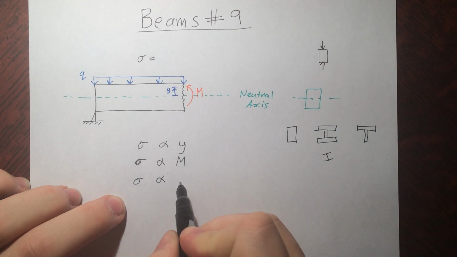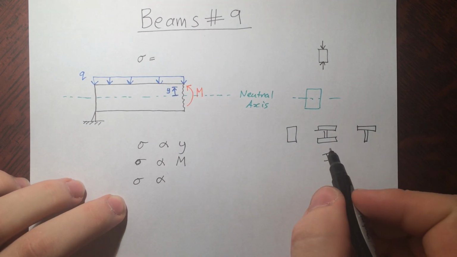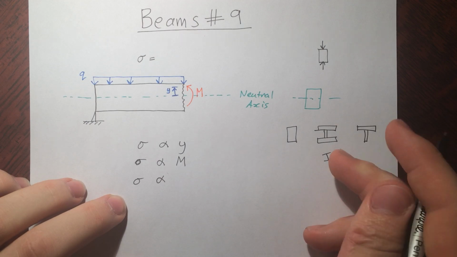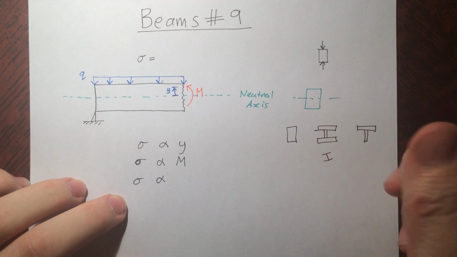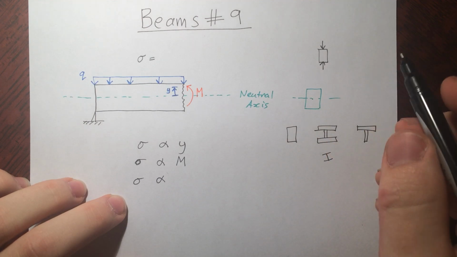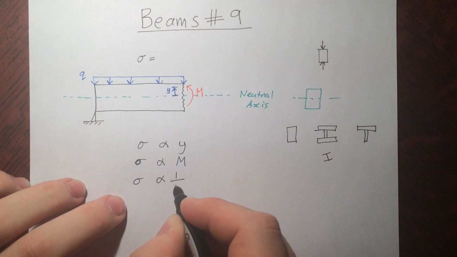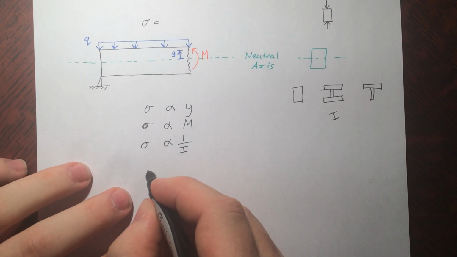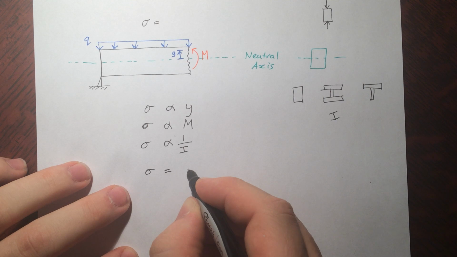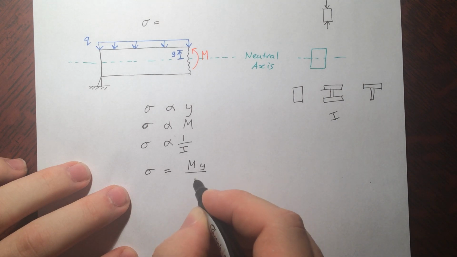Okay, now it's not directly proportional to it, because the higher the capacity to twist back, if you will, the higher the capacity that this piece has to resist twist, the less stress there's going to be. So it turns out it's inversely proportional. Alright, now using a combination of these three, we get our formula, sigma equals My over I.